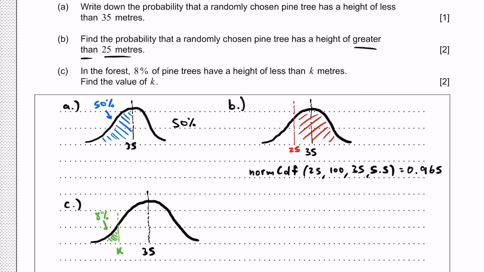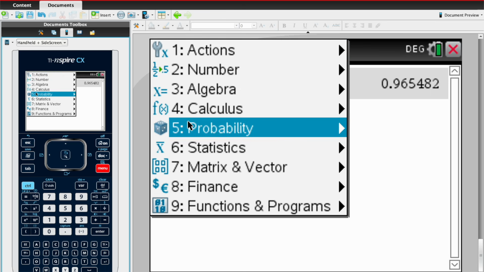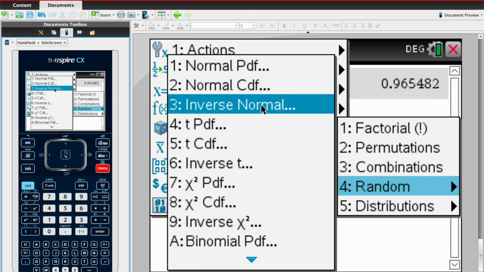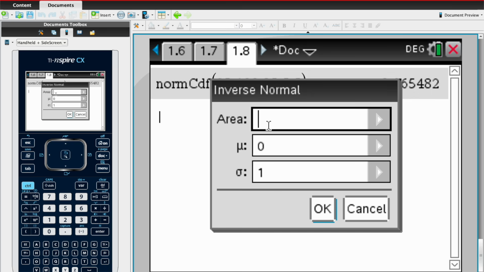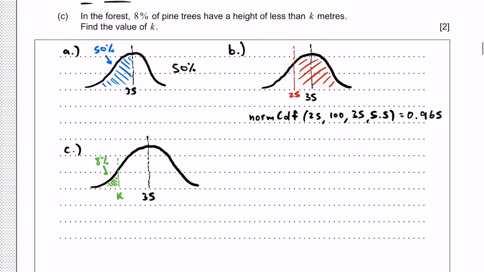So let's go back to the calculator, and we're going to need to run inverse normal. So menu, probability, inverse normal. Area, the calculator sweeps out from left to right. In this case, we can just write 0.08 or 8%. Mean was 35, and the standard deviation was 5.5. Okay, we're good. So 27.2721 meters.